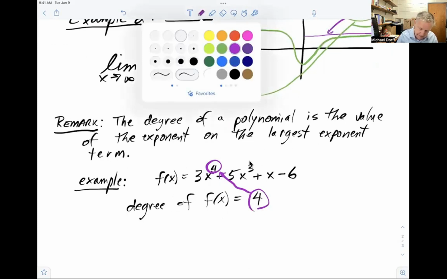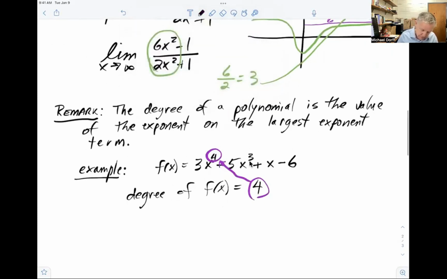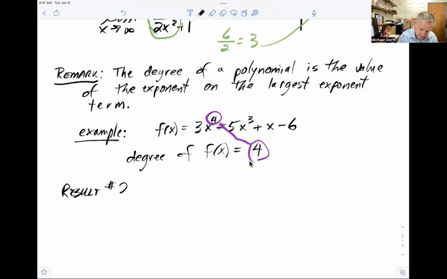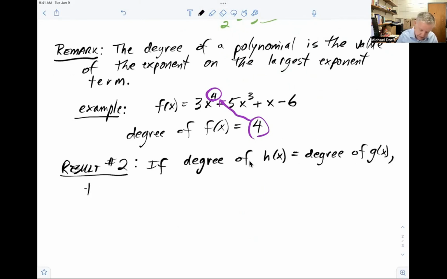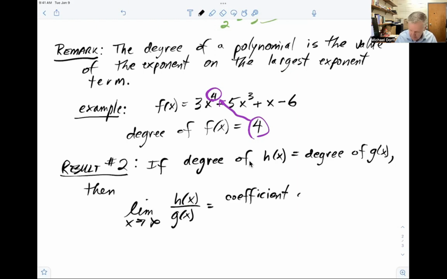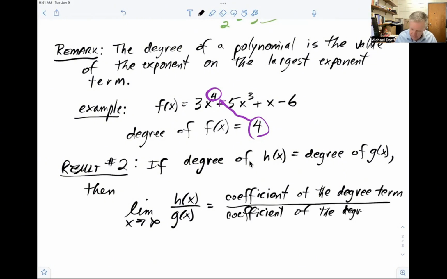So that allows me to get to result number 2. Result number 2. Suppose I have a polynomial over a polynomial, so we have a fraction. So let's say the degree of f equals the degree of g. Then the limit as x goes to infinity of f over g is going to equal the coefficient, or the number, of the degree term of f over the coefficient of the degree term of g.